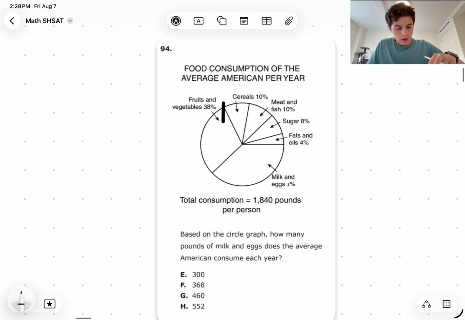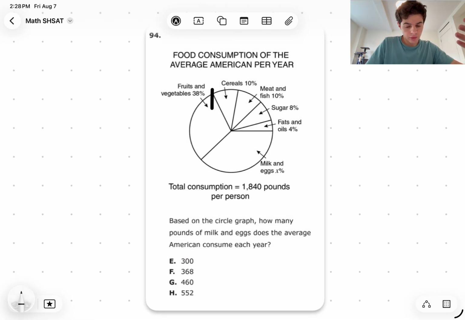Okay, next question. Here we have a pie chart of the food consumption of the average American per year. They're telling us the total consumption is 1,840 pounds per person. Based on the circle graph, how many pounds of milk and eggs does the average American consume each year? Well, this is milk and eggs.